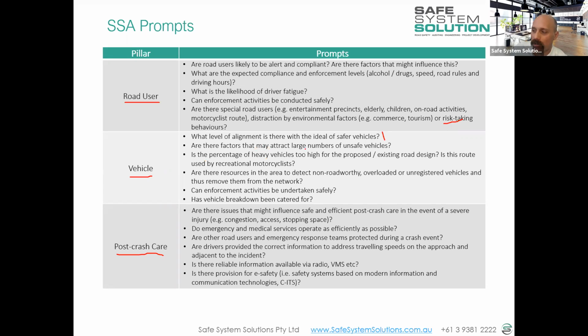Are there factors that might attract a large number of unsafe vehicles? Is the percentage of heavy vehicles too high for the proposed or existing road design? Is the route used by recreational motorcyclists? Are there resources in the area to detect non-roadworthy, overloaded or unregistered vehicles and thus remove them from the network? Can enforcement be undertaken safely? And has vehicle breakdown been catered for?